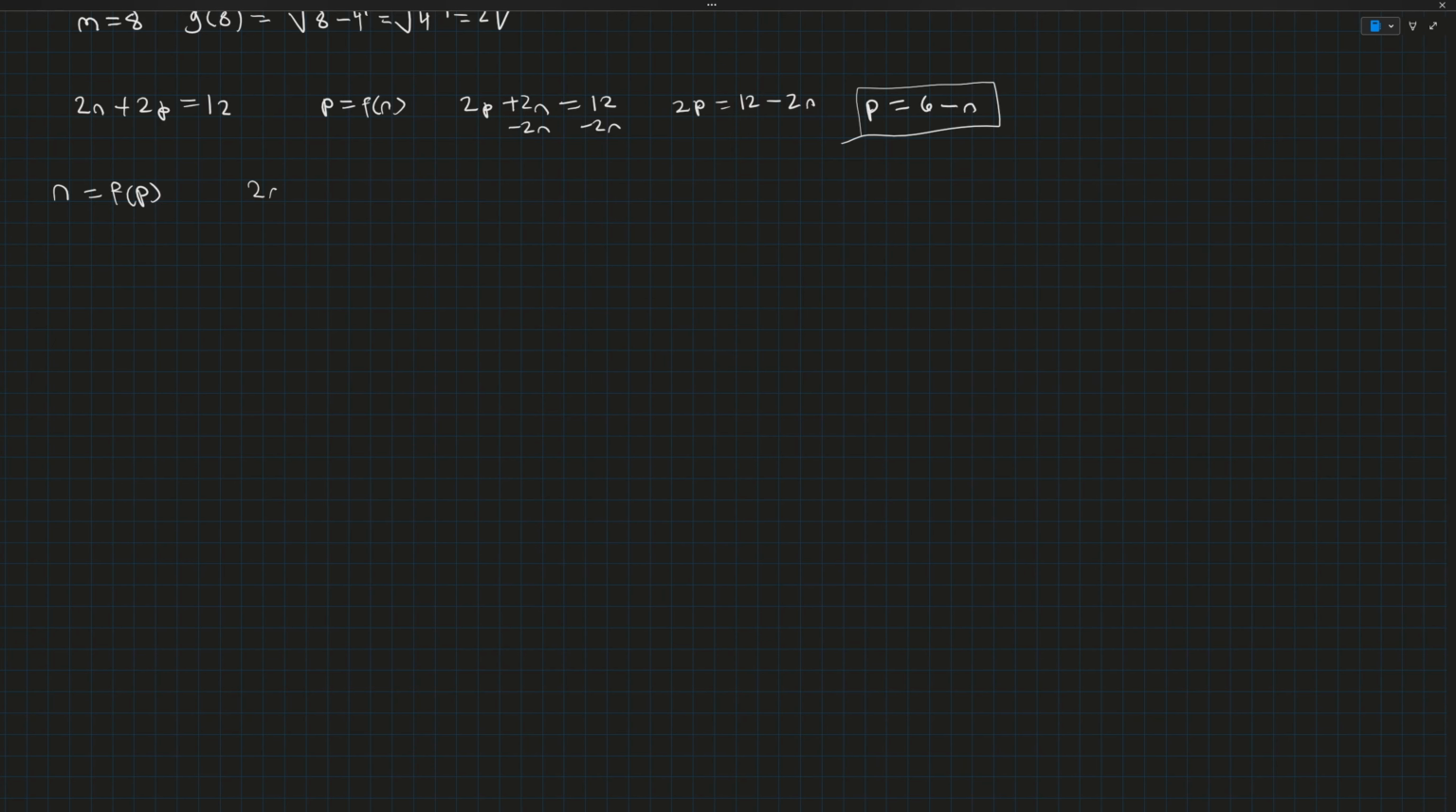So then 2n plus 2p is equal to 12, which implies that 2n is 12 minus 2p, and again everything's divisible by 2, which means that n is just equal to 6 minus p. And this is the relationship. You could have the relationship with how much n is changing with p and how much p is changing with n.